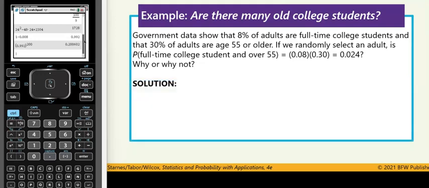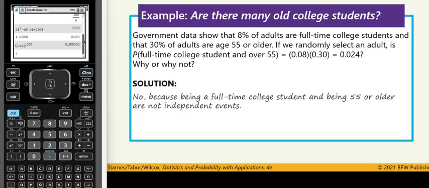Government data shows that 8% of adults are full-time college students and that 30% of adults are 55 and older. If we randomly select an adult, is full-time college student and over 55 independent? I think that is what they're asking. Is there overlap between the two? I think they're not mutually exclusive, right? They can happen at the same time, so there could be overlap. So are they independent? I guess that's the question.